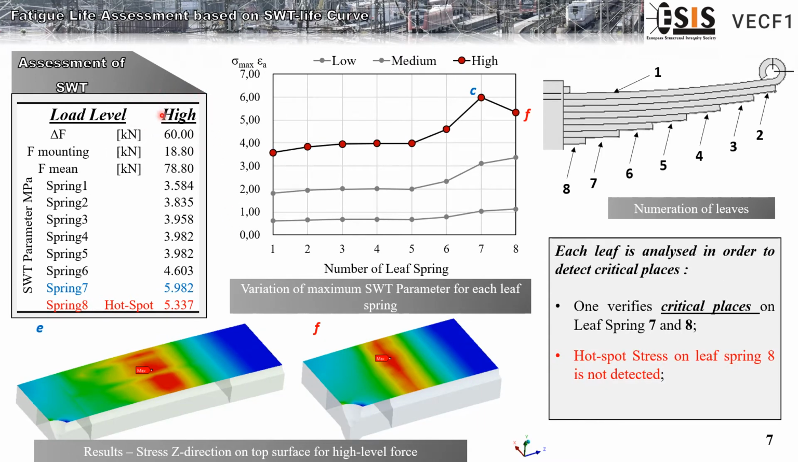Now, analyzing the high loading level, we can see that the highest SWT parameter occurs for spring 7 instead of spring 8. But there is a difference. Now we can see there is no hotspot stress on the leaf spring 8 surface presented here.